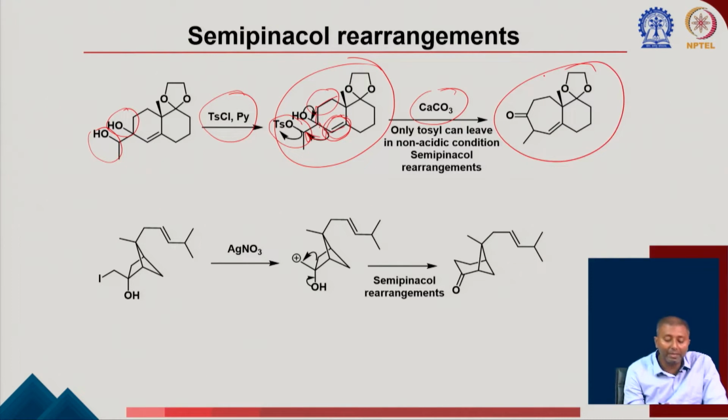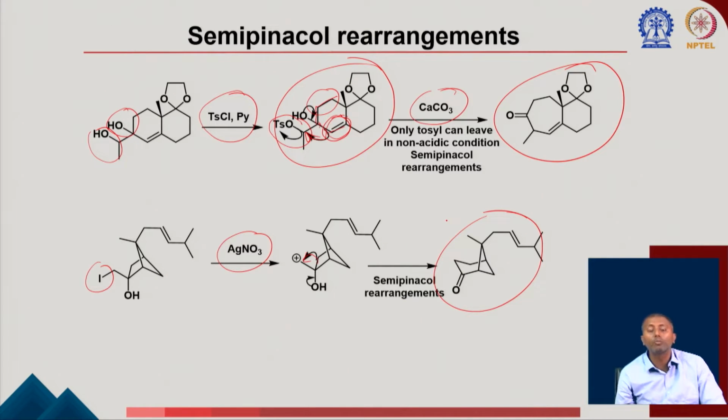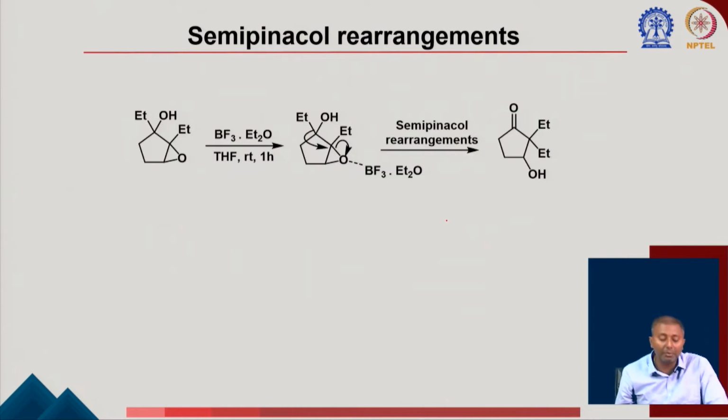Okay. Again there is another example here. If you have this primary iodo compound, in the presence of silver nitrate, it can form the corresponding positive charge that will allow this 1,2 shift to form this particular compound through semipinacol rearrangement. You might find in the exam or in practice questions that for the same compound, if you use a pinacol rearrangement, you will get one product, and if you use a semipinacol rearrangement, you will end up getting another product. There is another example here. So this is an epoxide. I told you before that if you treat an epoxide with a Lewis acid, BF3 etherate, what is happening here?